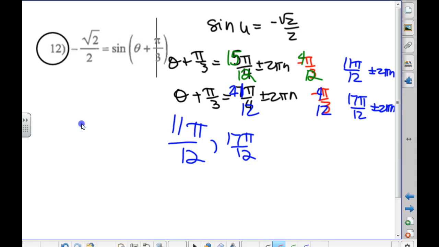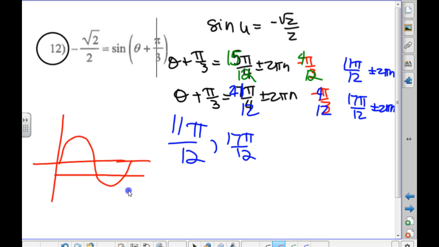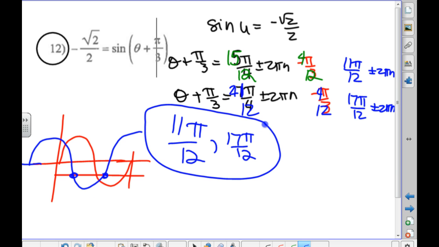Let's think about the graph real fast. The sine graph normally only has negative square root of 2 over 2 twice anyway, right? Between 0 and 2 pi. What are we doing to this graph? We're shifting it to the left a little bit. So it's going to do this, but it's still only going to have 2 answers before 2 pi. Okay, all right, I'm going to click done.